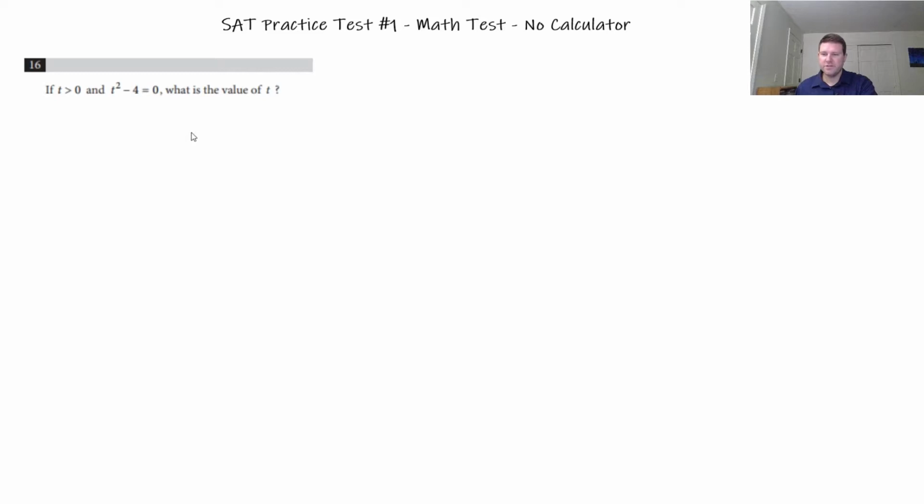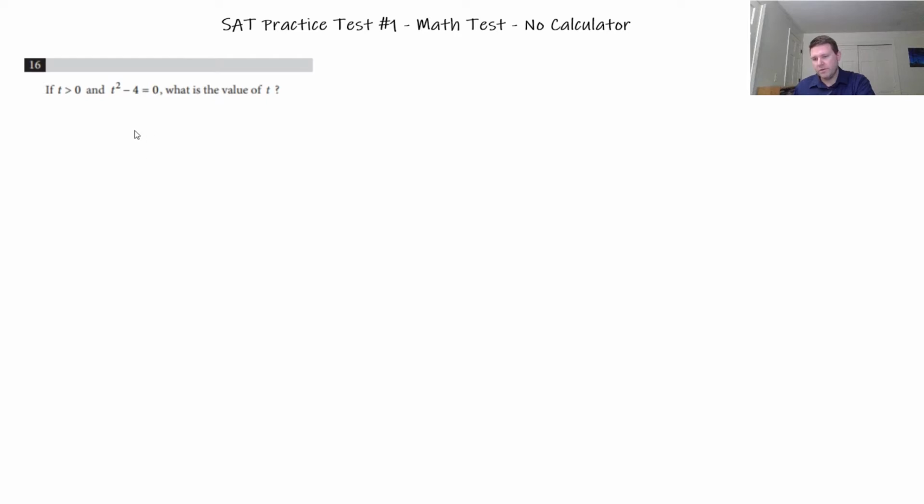Okay guys, this is just a quick, easy one just for the sake of completion, right? Remember that once the grid-ins start, the difficulty resets to easy, so make sure you don't overthink number 16 on the no calc section, okay? It's supposed to be easy, so if you find yourself doing rocket science, back up for a second, okay?